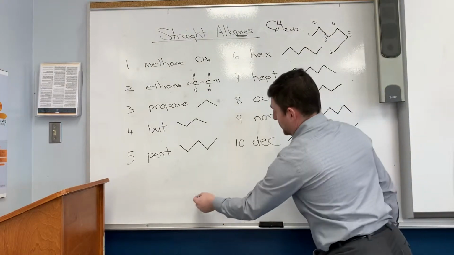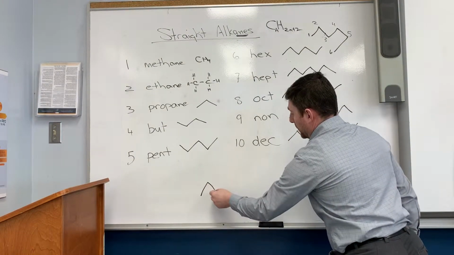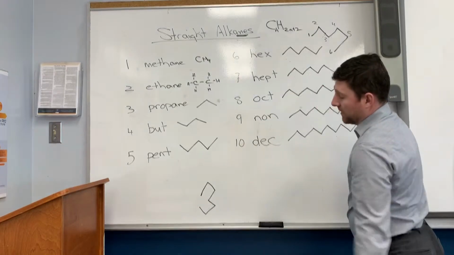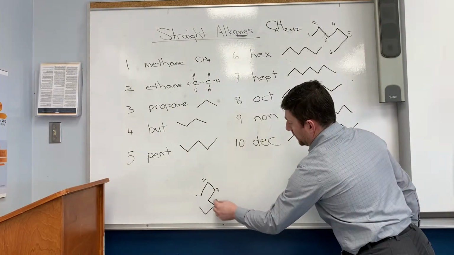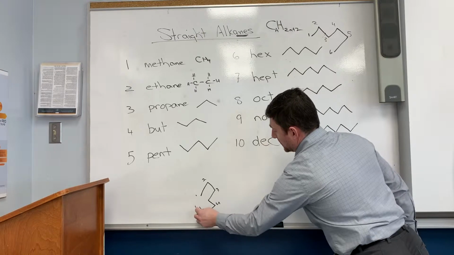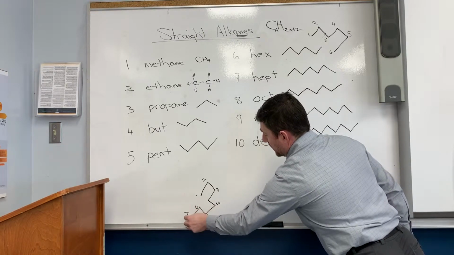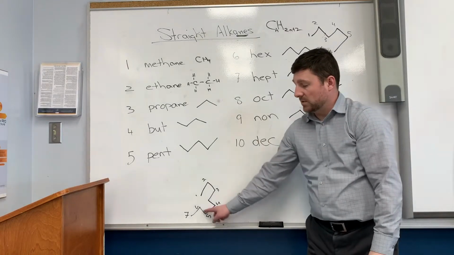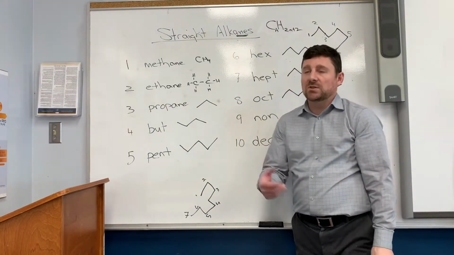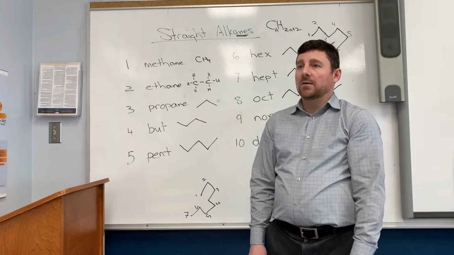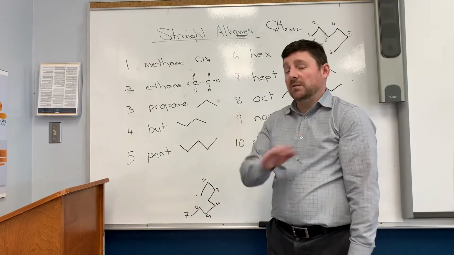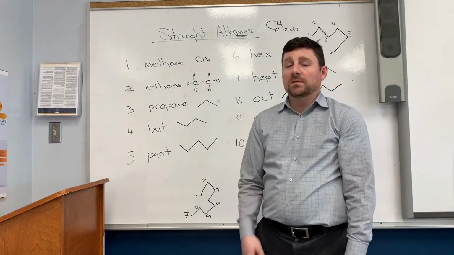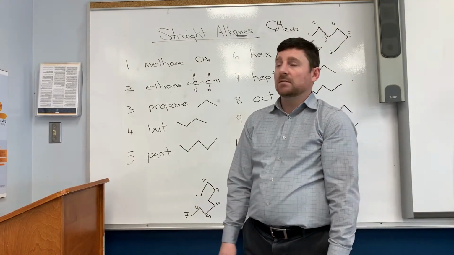If I were to do this, 1, 2, 3, 4, 5, sorry, that's a 6, 7. That would be a heptane, even though again, it's not in a straight configuration. That's just so that you realize we don't have to follow chains in straight lines. We can follow them in any direction we want, and that becomes important in the next part of naming.